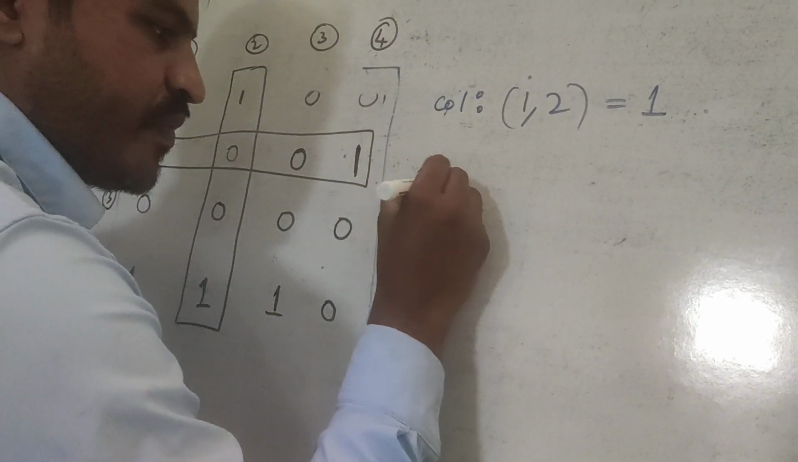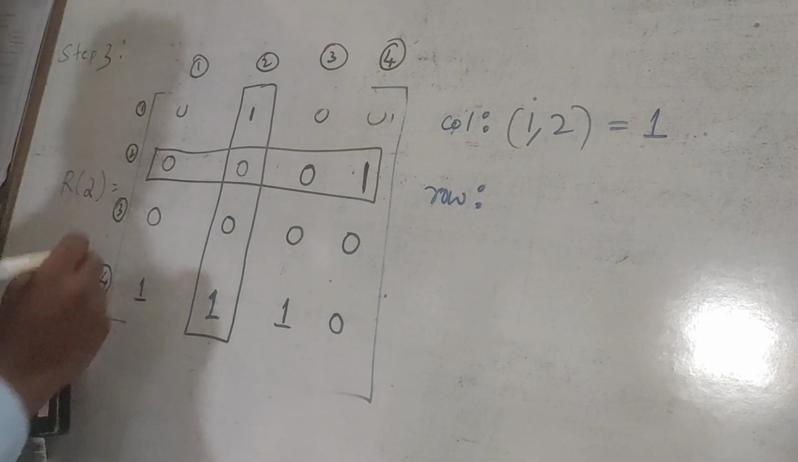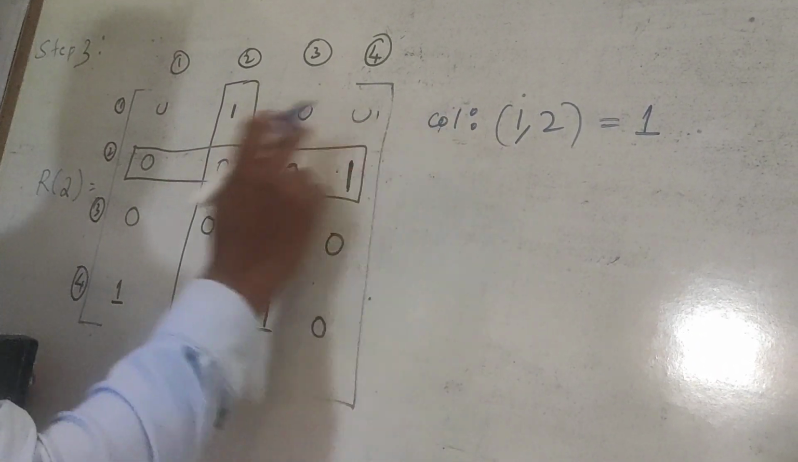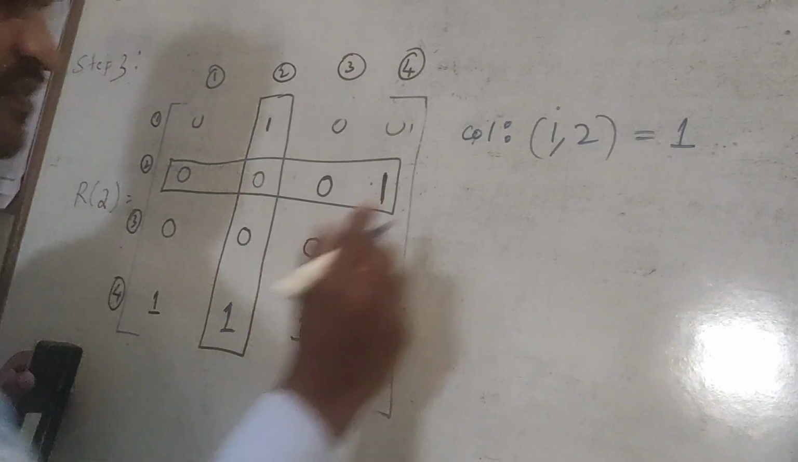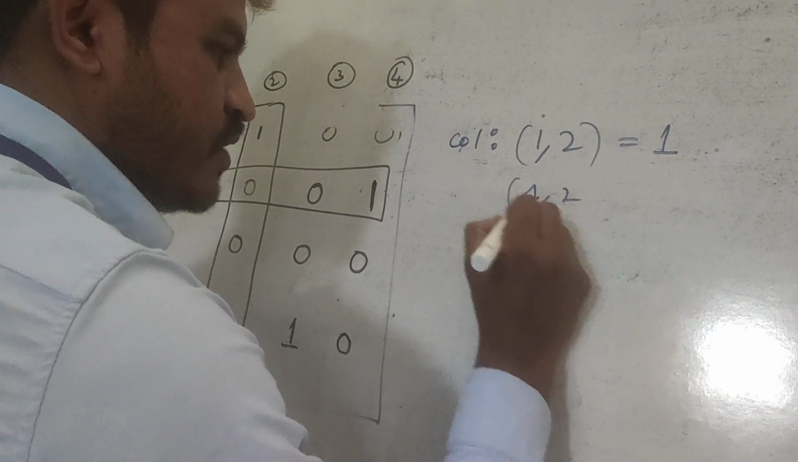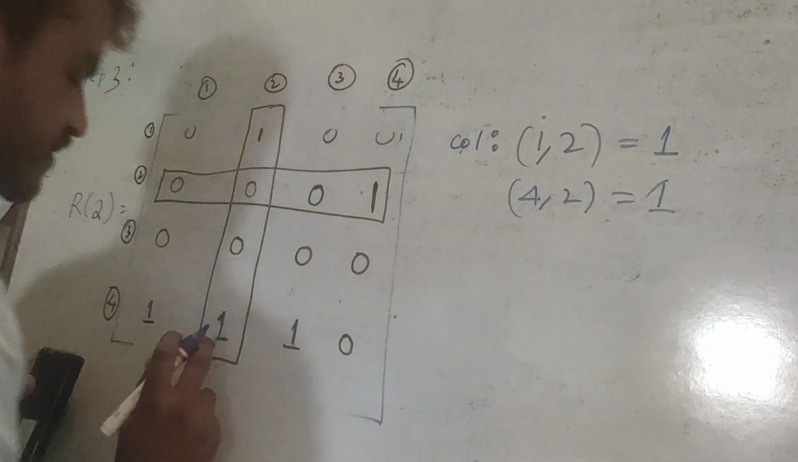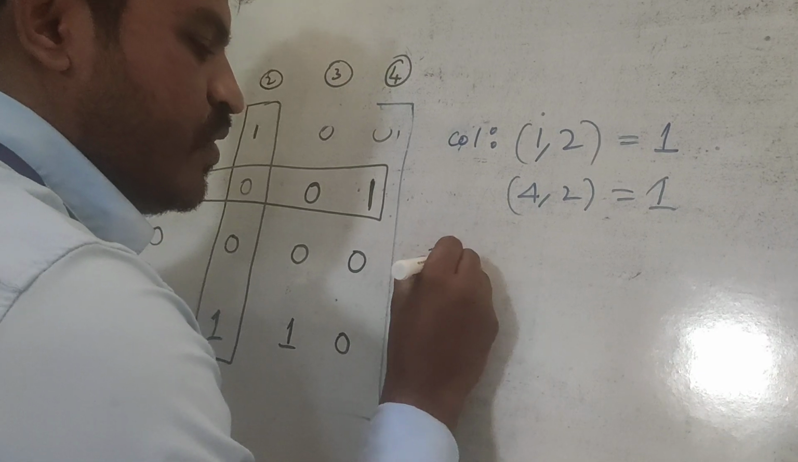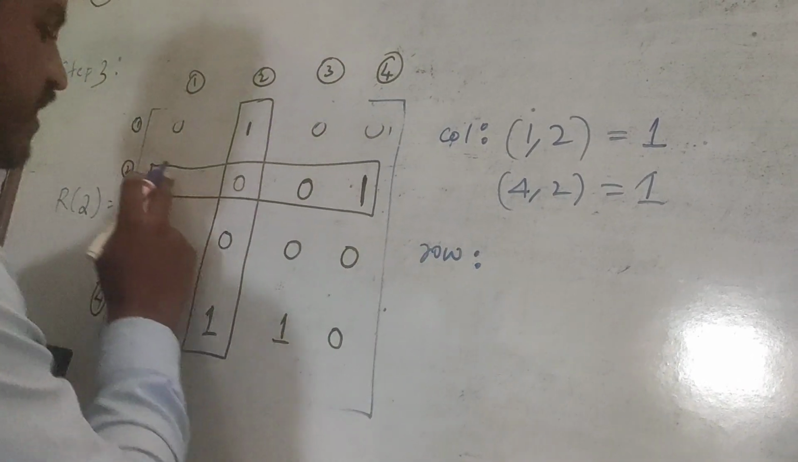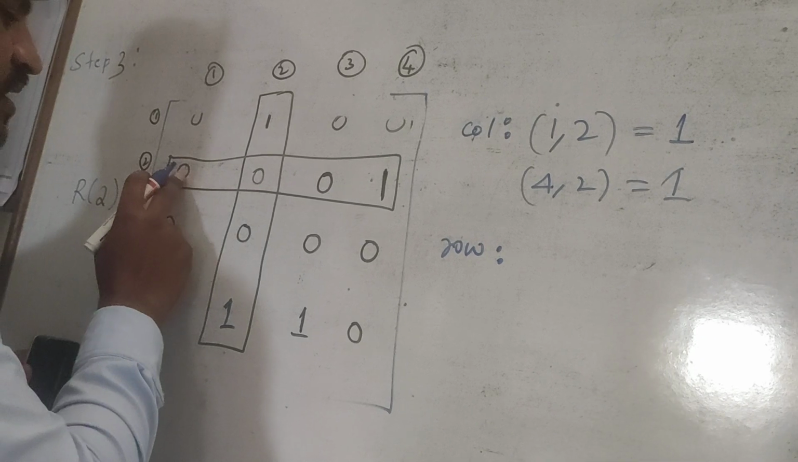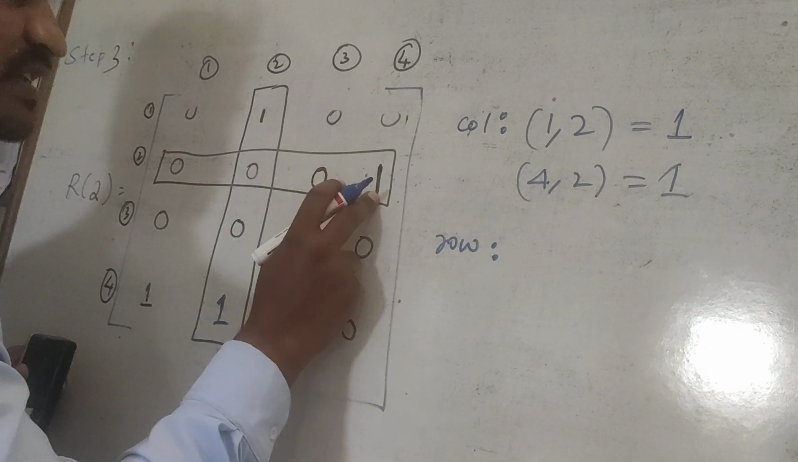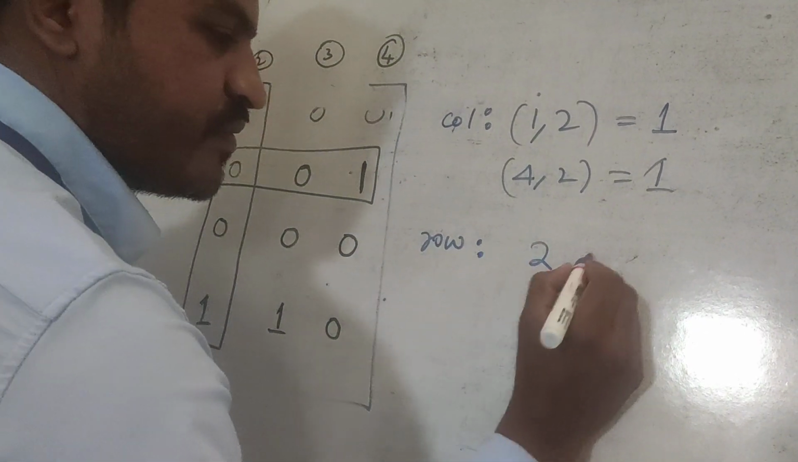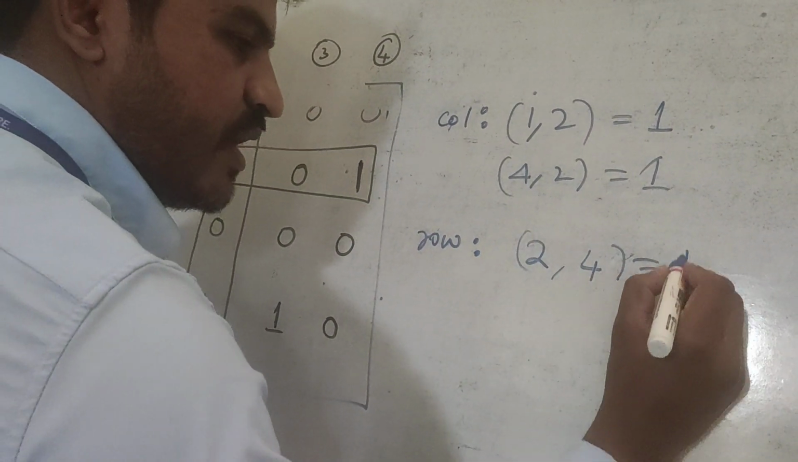Next, row wise. Here, one more on this side. One more is there in the column. This one, another 1 is there here. That is 4, 2, also 1. Next you go for the combination row wise. Here in the row, horizontally 0 0 0, this one is there. For this one you call what? 2 comma 4. It is 1.